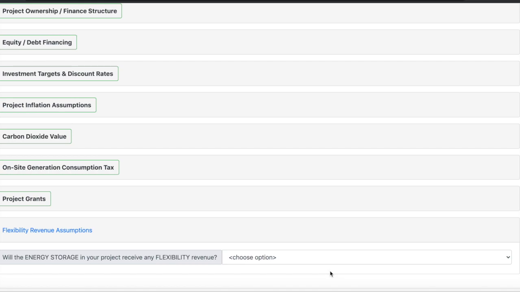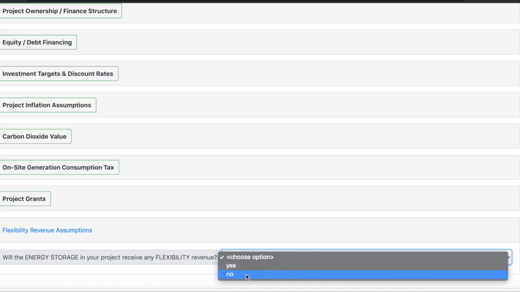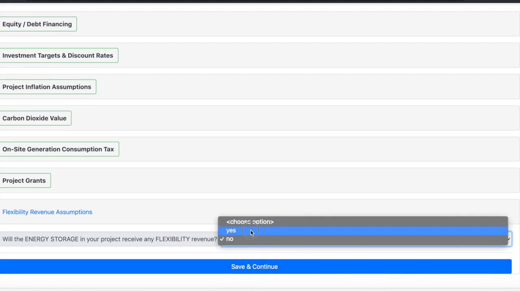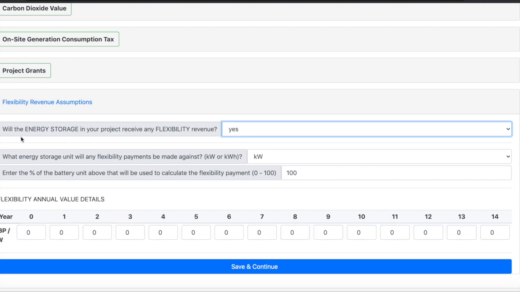So what this means is that in this flexibility revenue assumptions area, it says, will the storage in the project receive flexibility revenue? Flexibility can be any kind of interaction with the market. So aggregation, it could be balancing services, etc. The simplest answer is no, so you're going to receive no money from that, and we can just click no and you'll see the save and continue and move on. However, if you choose yes, you will see the following.